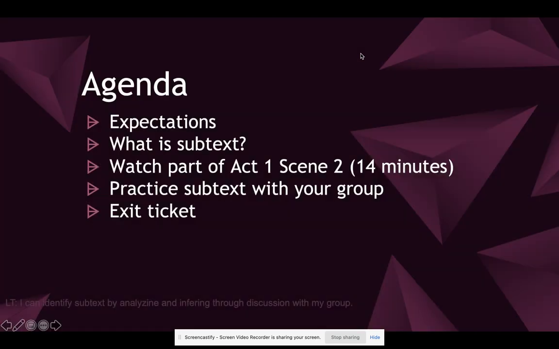So here's what we're doing today. We're going to be talking about subtext. You might remember what that is from last year. If not, we're going to review. Then we're going to pause there. You're going to go watch the scene, which is about 14 minutes long. And then you're going to come back and practice working with the subtext in that scene. So you have to watch the scene before you do the work. Okay? Let's be really, really clear about that.